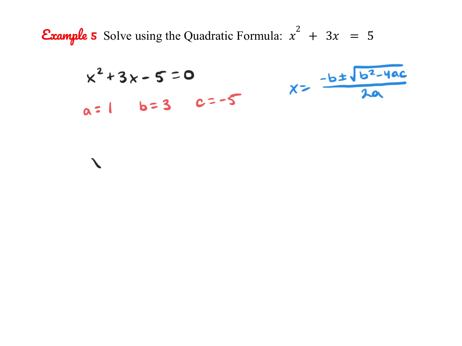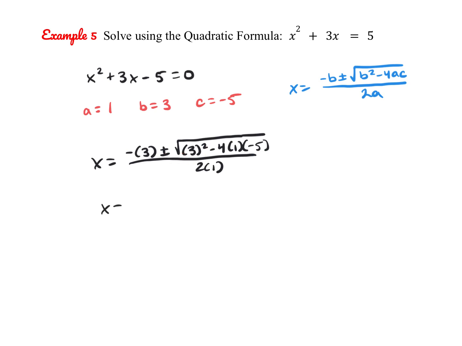And now all I'm doing from here is substituting values. So x equals negative 3 plus or minus the square root of 3 squared minus 4 times 1 times negative 5 all over 2 times 1. Now, I really recommend that you take this step where you are just substituting a, b, and c. Whenever I see people try to skip ahead and do multiple things in one step is when I see small, silly mistakes. And they're completely avoidable if you are taking more steps. So please just take one step, substitute your values, and then start simplifying.